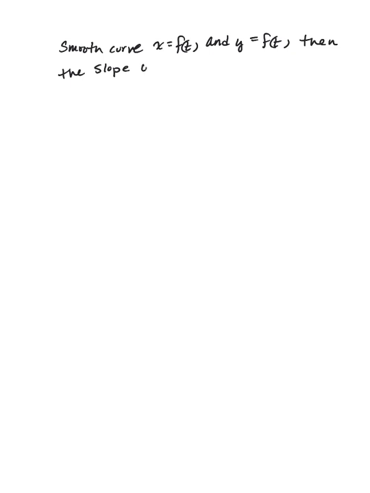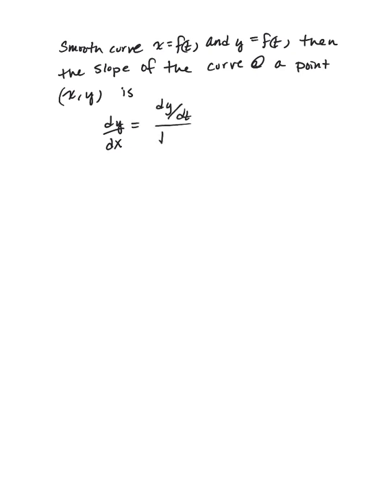of the curve at some point x, y, right, is dy/dx. But y is a function of t, so that means it's dy/dt. x is a function of t, dx/dt. Okay, obviously, where dx/dt is not 0. Okay, the second derivative.